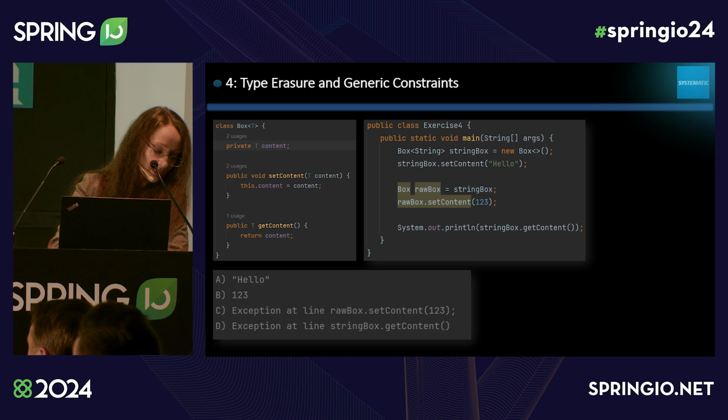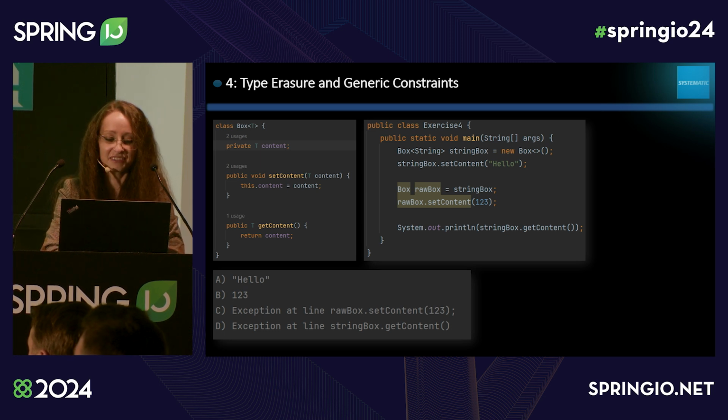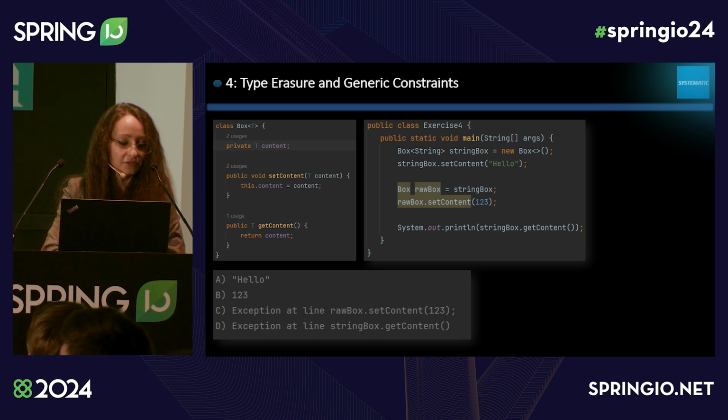And I will trigger the possibility of you to submit your answer now, in a few moments. Done, I managed to do that. And you can select between A, which displays hello, B, 123. C and D are tied. First mentions that we will get an exception at raw box set content 123. And D mentions that we will get an exception at line string box get content. So what do you think we will get?